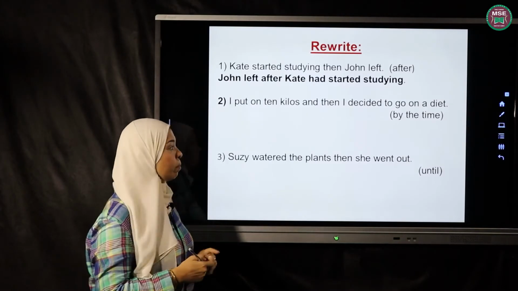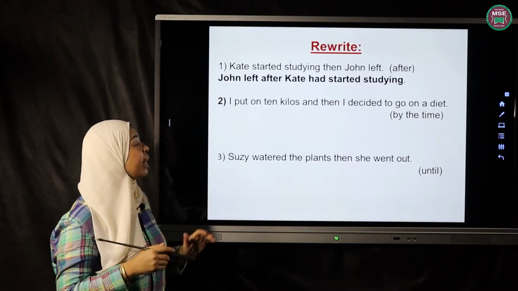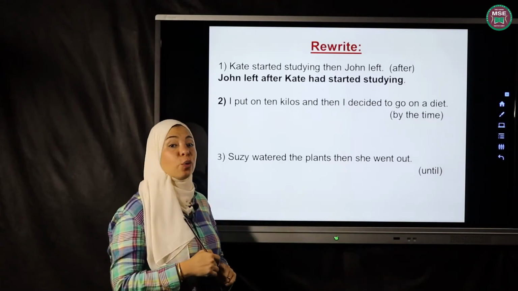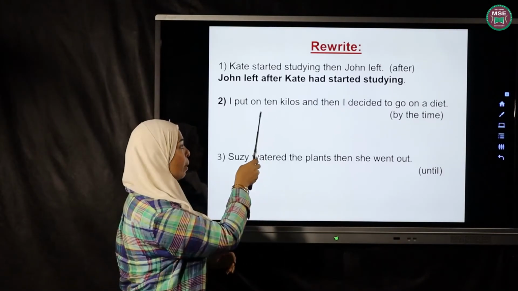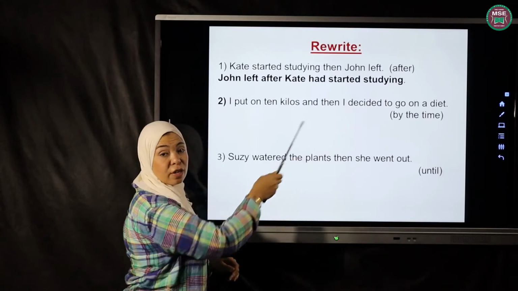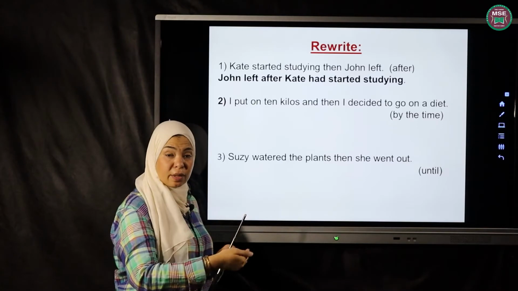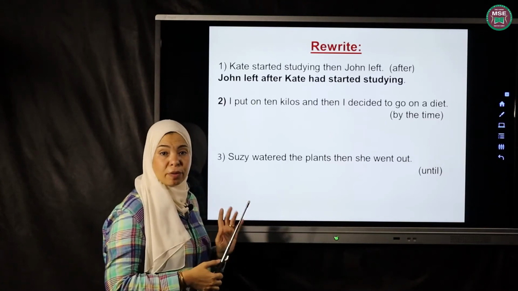Okay? Number 2, I put on 10 kilos. Then I decided to go on a diet. Which action happened first? Of course, this happened first, and that's the second action. If you understand well from the sentence which happened first and which happened secondly, first and the second one, it will be easy for you to apply the rule.